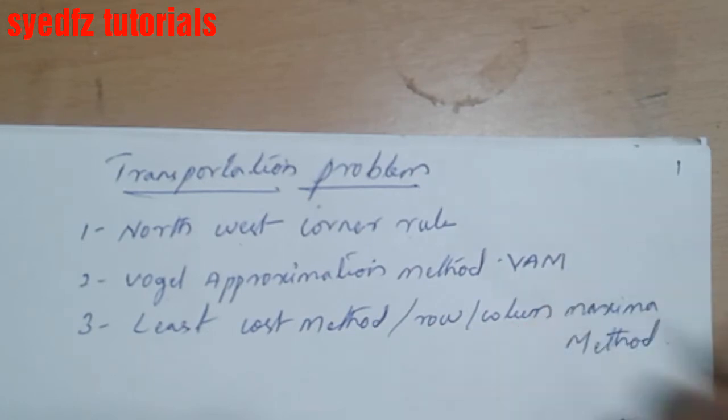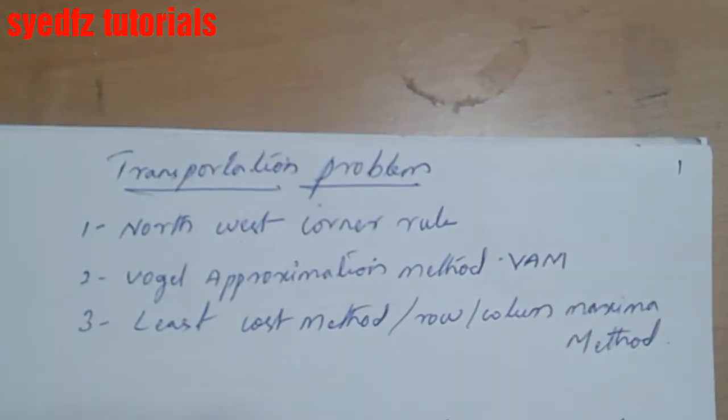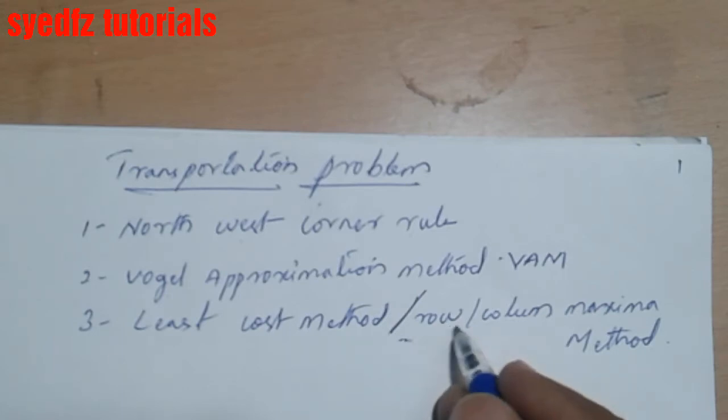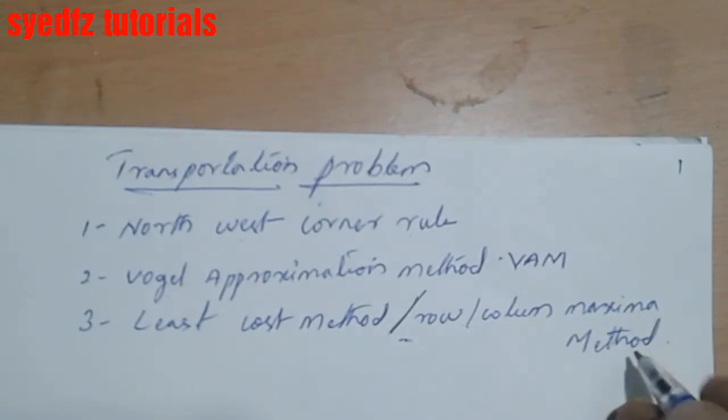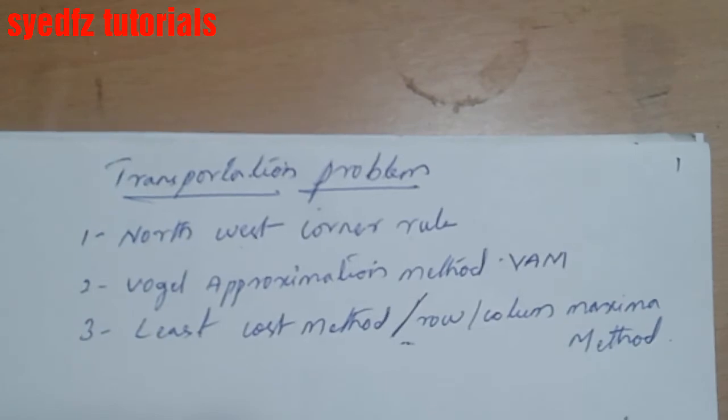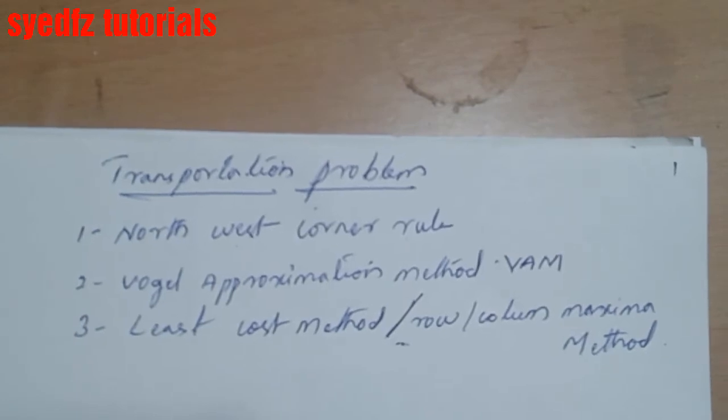It is also known in short form as VAM. And the third one is the least cost method. It is also known as the row and column maximum method. One by one I will explain to you. First, let's see the northwest corner.